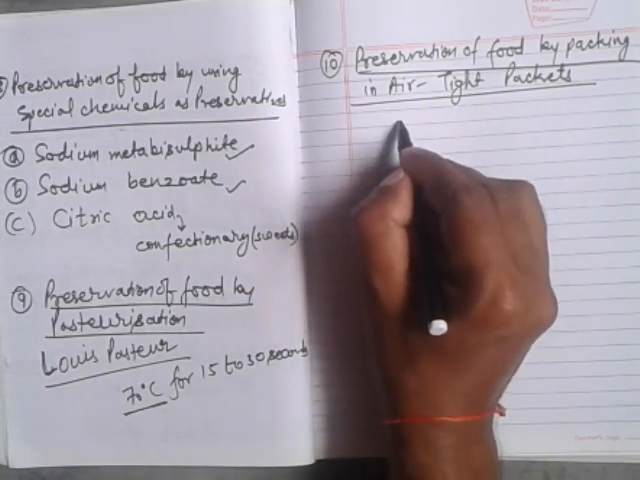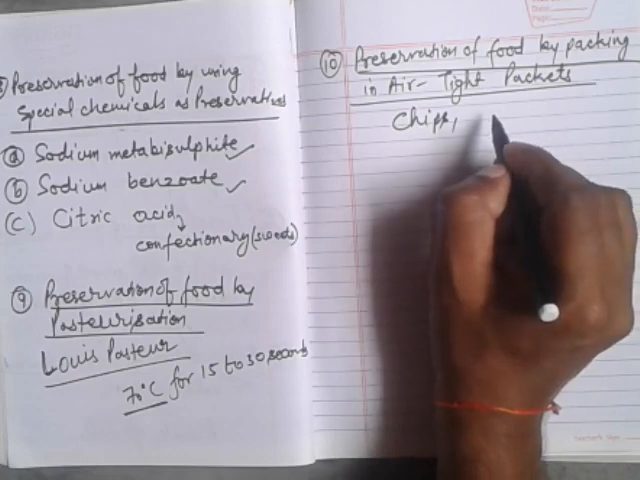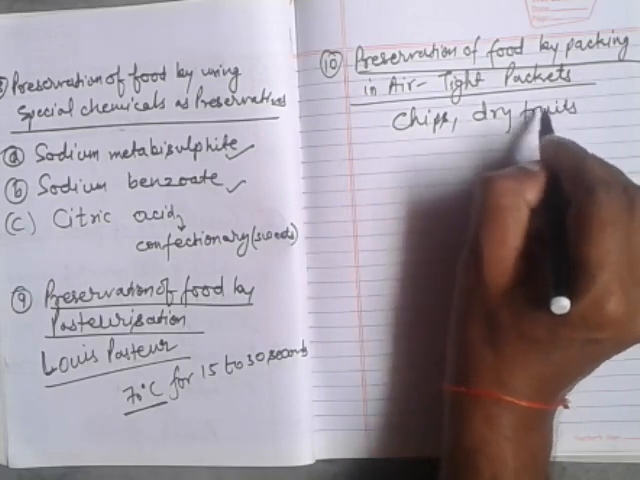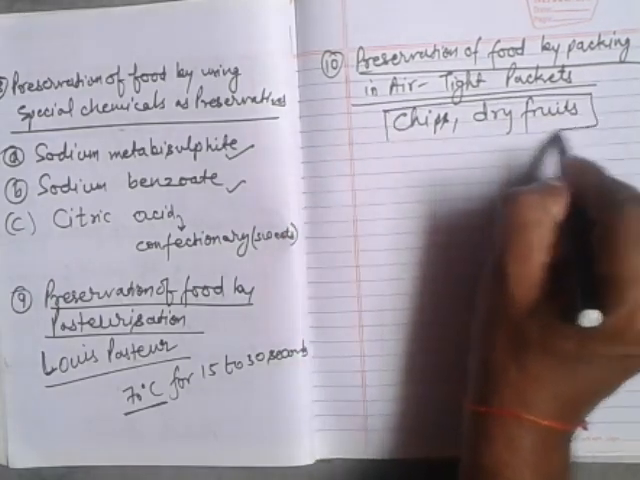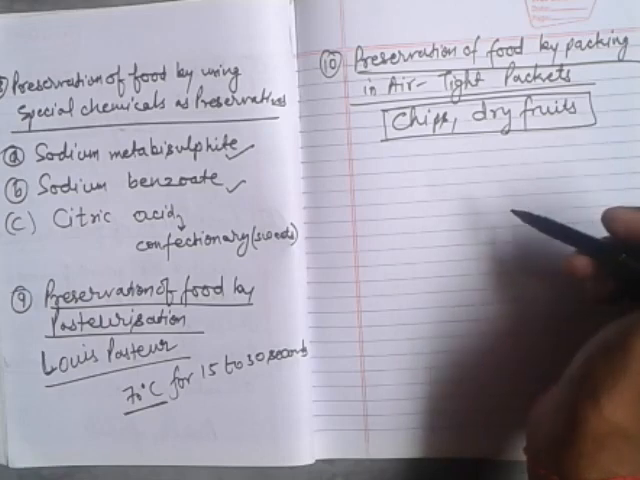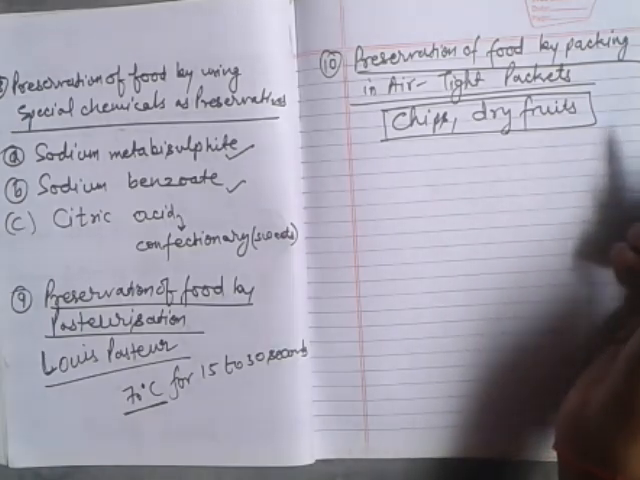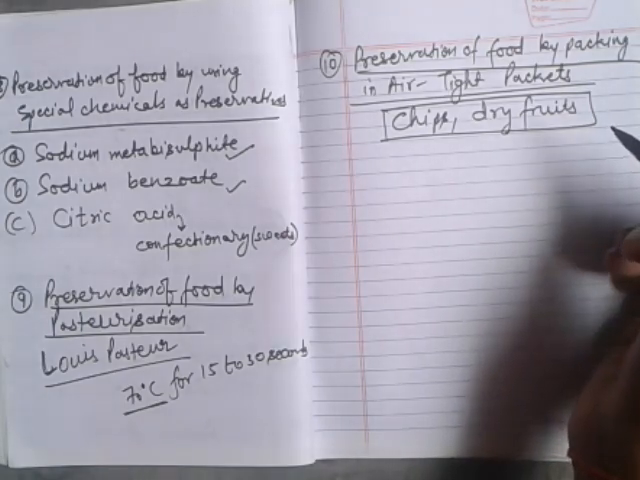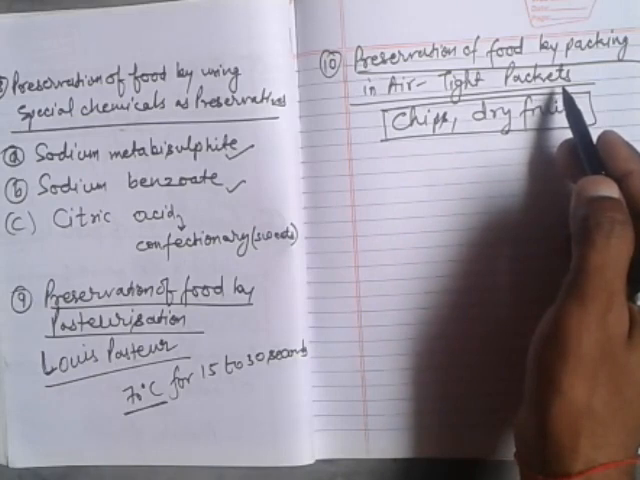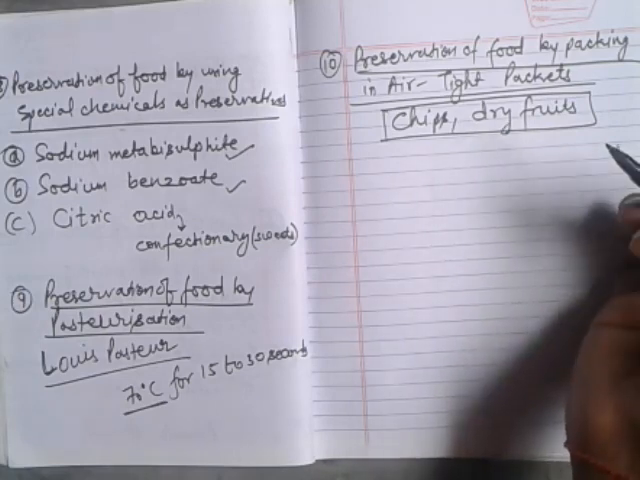Then, like chips, dry fruits, these are preserved by packing in airtight packets, because when you pack the food items in airtight packets, it prevents the attack of the microorganisms on them, and hence in this way the airtight packing helps the food to remain unspoiled for a longer time.